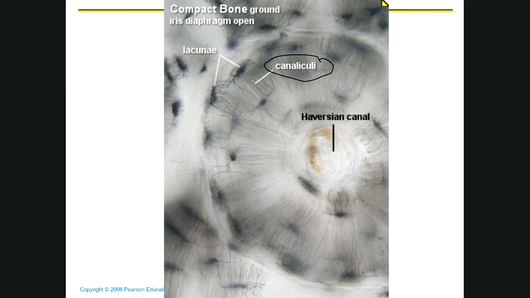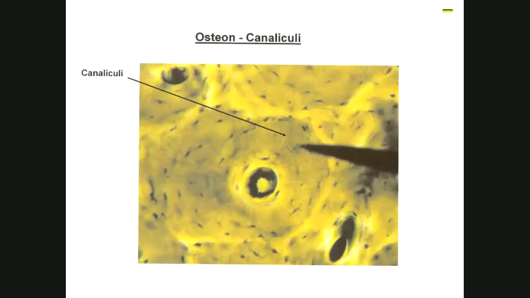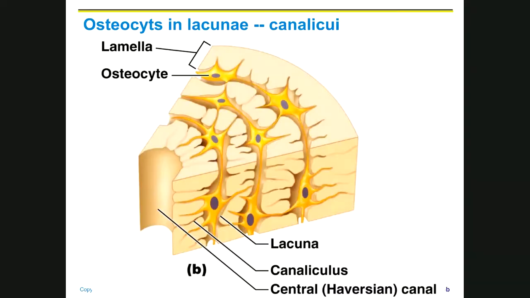Here's where the blood vessel is, and that's called the central canal. It used to be called the Haversian canal. But that's a guy's name. And remember, we're trying to get away from naming things after people. So now they're called central canals. And so the central canals are where the blood vessels and the nerves are, and there it is right there. Here would be the central canal. So there's a blood vessel right here.